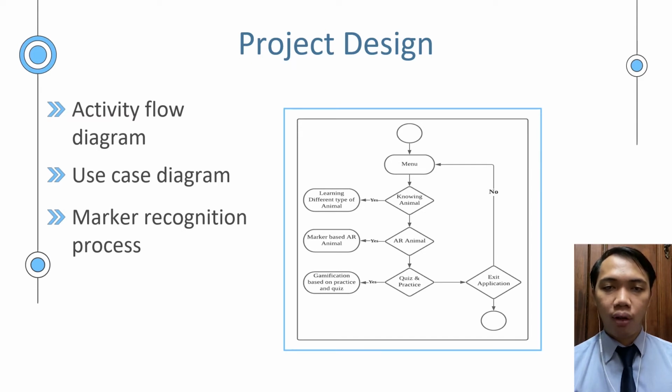Based on the activity flow diagram, first, user will go to home page, which is the main page, and then the user will go to the menu page to choose 3 modules. If the user chooses knowing animal module, user can learn the classification of animal in the knowing page. If the user chooses AR module, the user can experience the marker-based augmented reality of animal. And if the user chooses quiz module, user can play gamification based on quiz page.